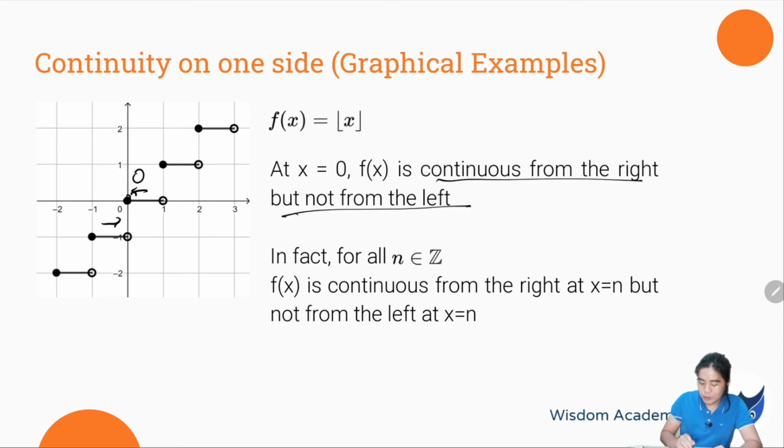So, ganun din. In fact, for all n that is an element of integers, f of x is continuous from the right at x equals to n, but not from the left at x equals to n. So, sa lahat ng integers, continuous lang siya from the right, pero from the left hindi. Same is true sa lahat ng integers.